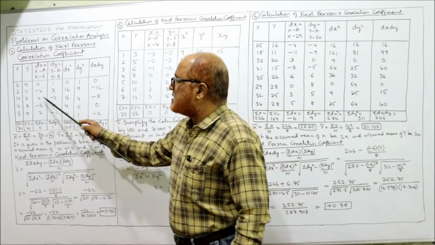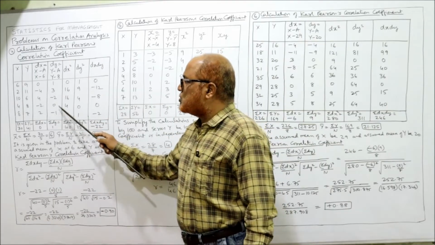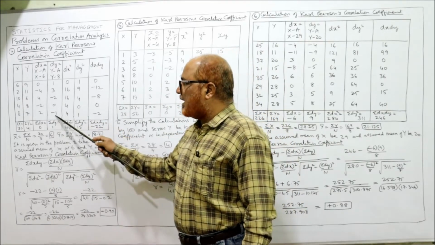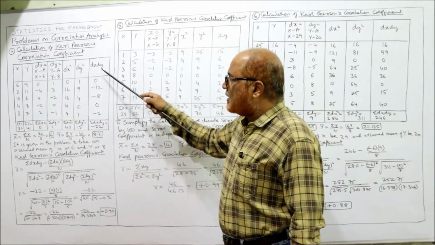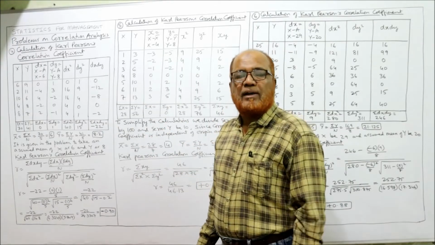4 3 is 12. Plus into minus again will become minus. 4 2 is 8. 2 into 0 is 0. So 2 into minus 1 is minus 2. Take the total, you will get minus 22. We got all the values.